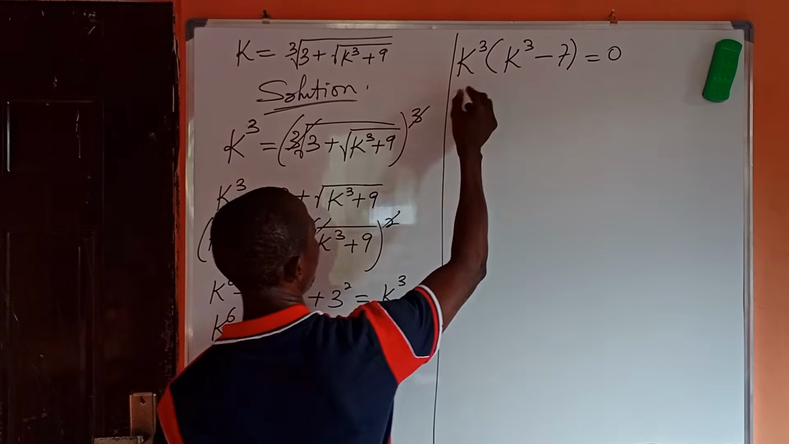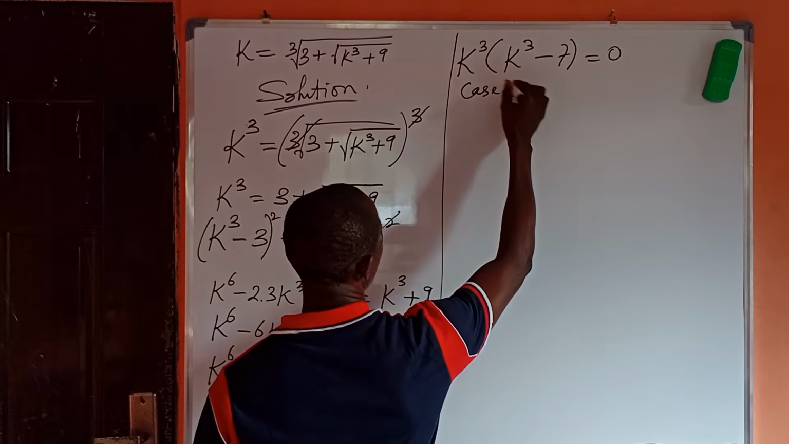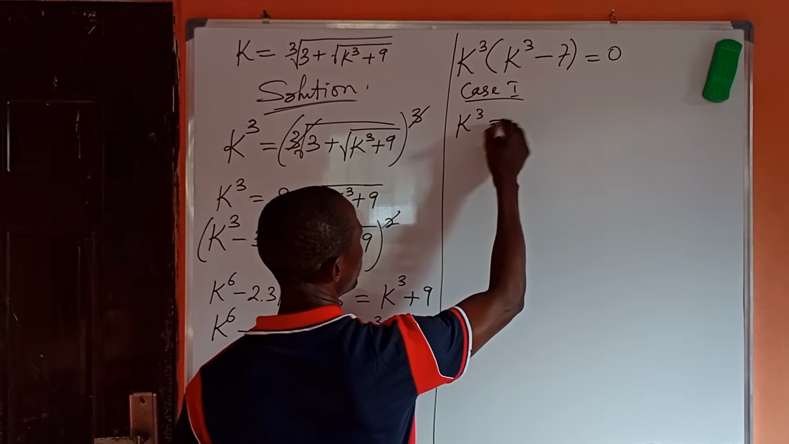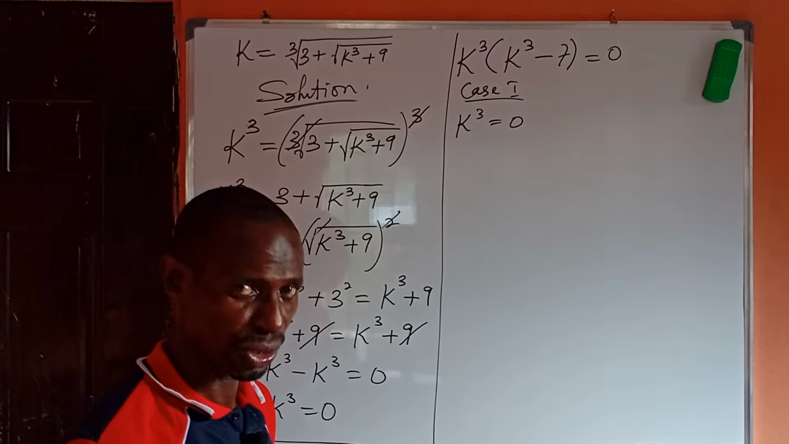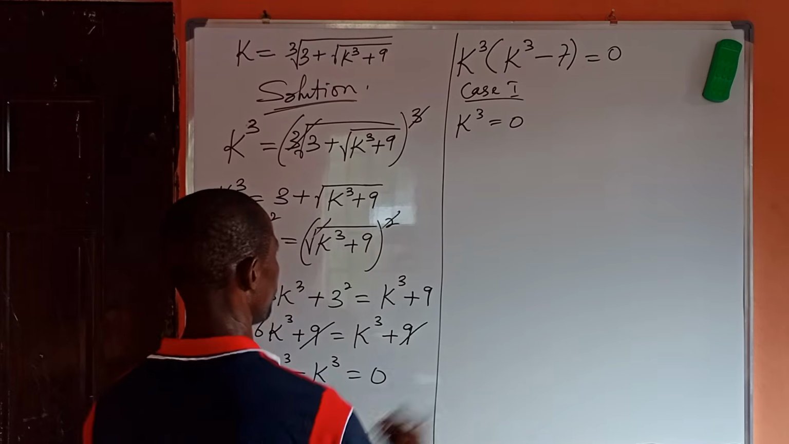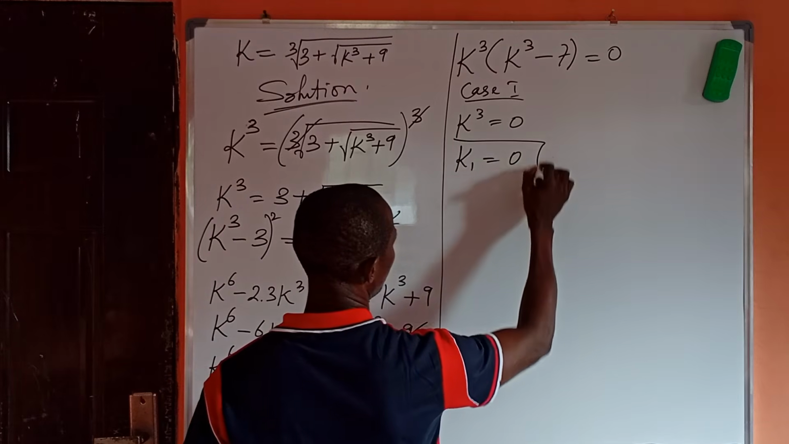And so we're going to have our case 1. Our case 1 here gives us k raised to the power of 3 equal to 0. So we take the cube root of both sides, which gives us 0, because the cube root of 0 is 0. So we have k1 equal to 0.